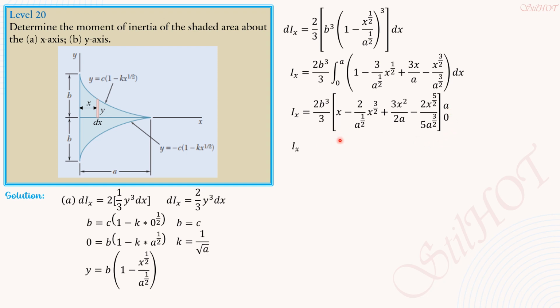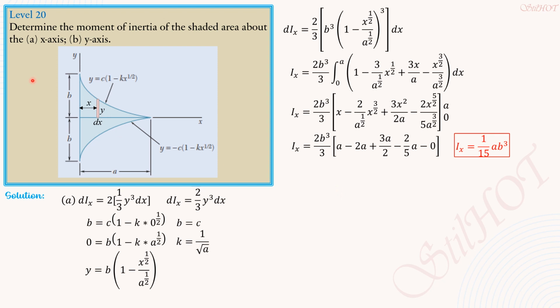So simplifying, Ix equals 2b cubed over 3, quantity a, minus 2a plus 3/2 a minus 2/5 a. Then the lower limit, everything has x, so 0. Simplifying and combining, Ix is equal to 1 over 15 a b cubed.